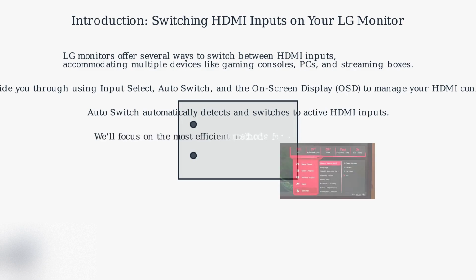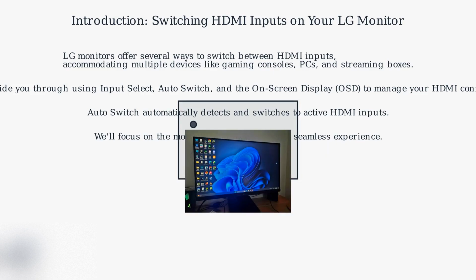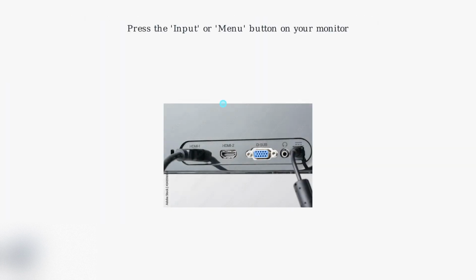The on-screen display helps control these features for optimal HDMI switching. These methods ensure smooth transitions between your connected devices. Input Select allows you to manually choose which HDMI input your monitor displays.